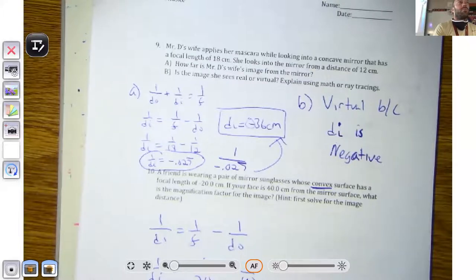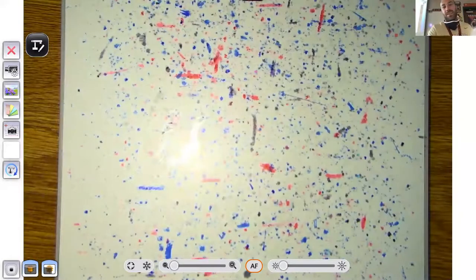Sound good, Morris? You gonna crush that portion of the test? We're gonna crush the refraction portion of the test now too? There you go. That's the spirit, 100%. All right.